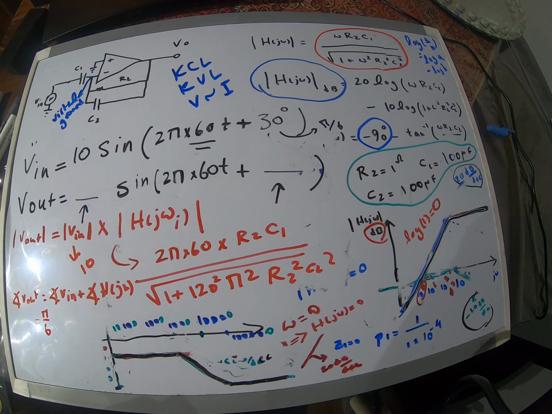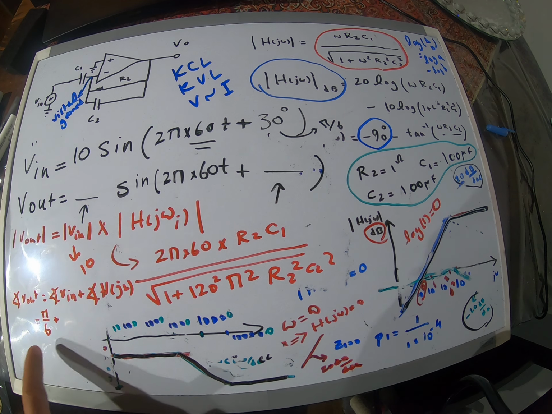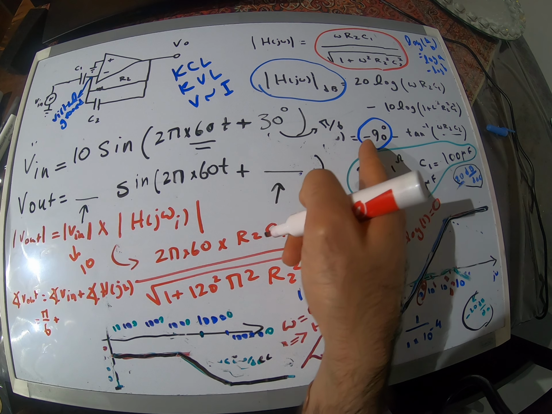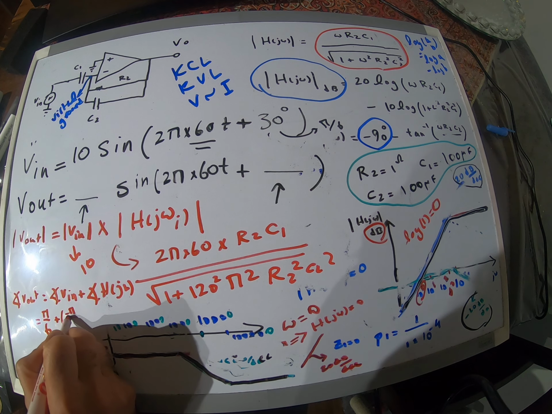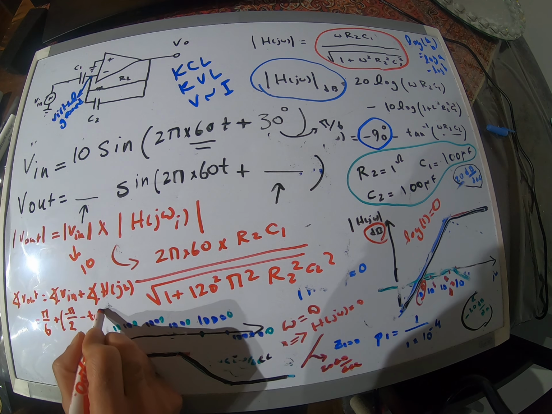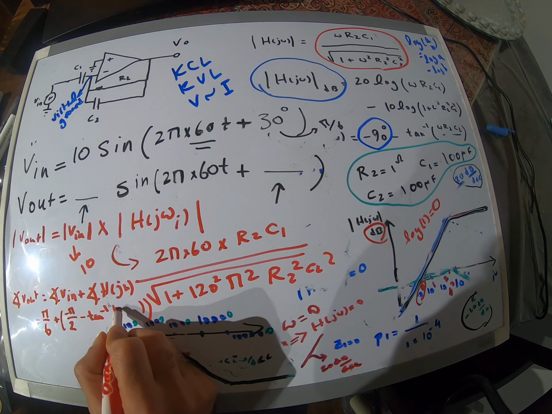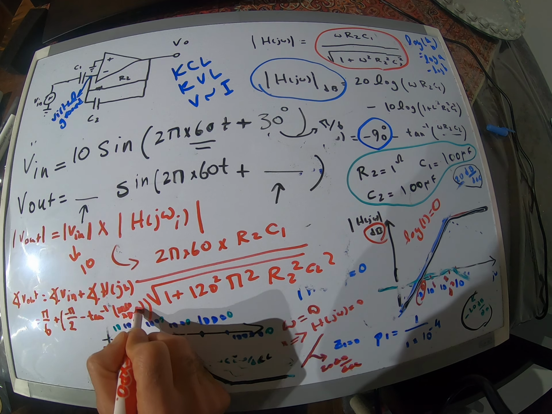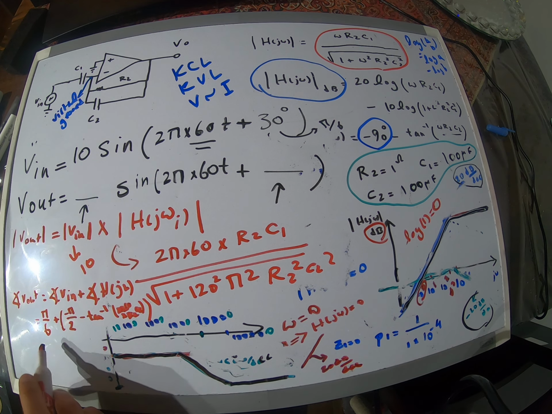Right? What is the phase of our transfer function? Minus 90 degrees. I did this in radian, so I have to do this one in radian too. So it would be minus pi over 2 minus tangent inverse of omega R2 C2. Omega is 2 pi times 60 times R2 C2. So again, you put the values here, you find the phase.